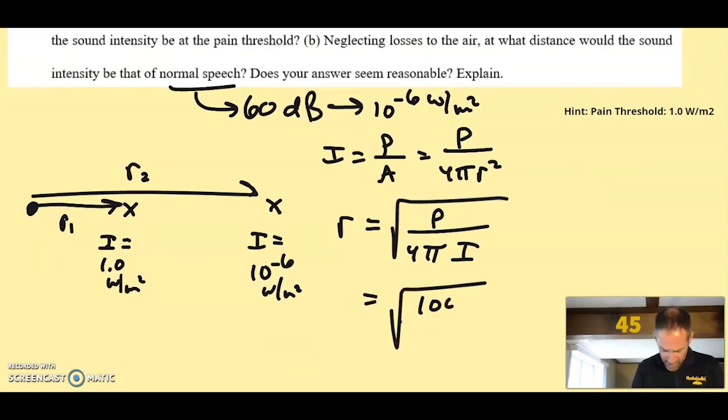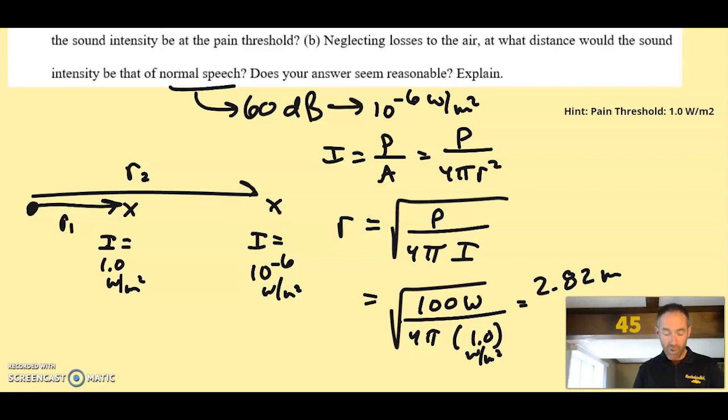I have 100 watts in the numerator, 4 pi, and the first time I have a 1 in the denominator, which is kind of nice, watts per square meter. You can see this comes out to 2.82 meters away. The second time, that's going to be R1. Now for R2, I'm going to put in a 10 to the minus 6 up here, and so this is going to come out to just some powers of 10 off, but a million powers of 10 off. This is going to be 2820 meters, and that's going to be, you know, quite a bit, pretty far.